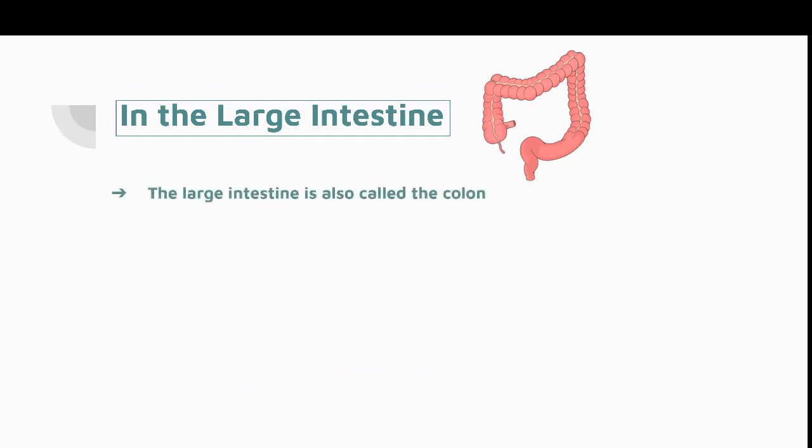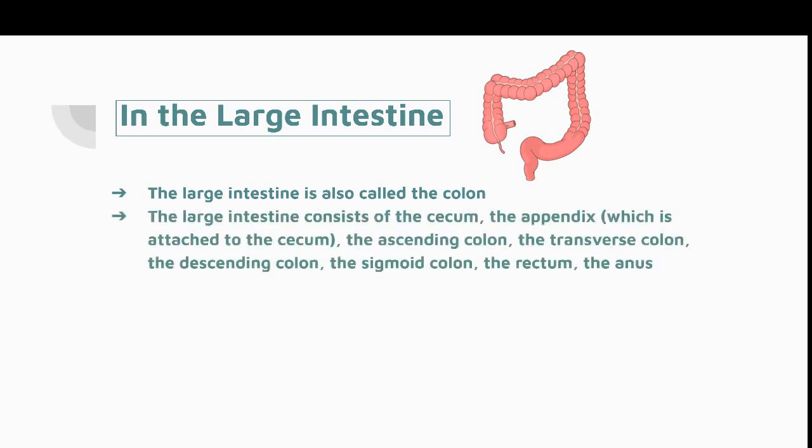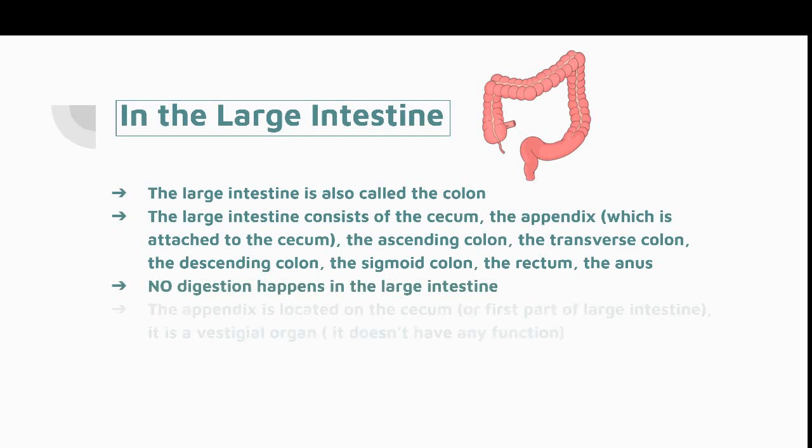In the large intestine. The large intestine is also known as the colon. The large intestine consists of the cecum, the appendix, the ascending colon, the transverse colon, the descending colon, the sigmoid colon, the rectum, and the anus. No digestion happens in the large intestine.